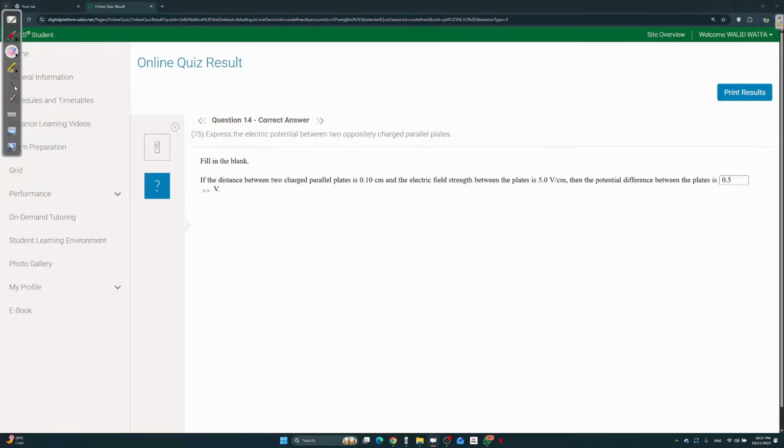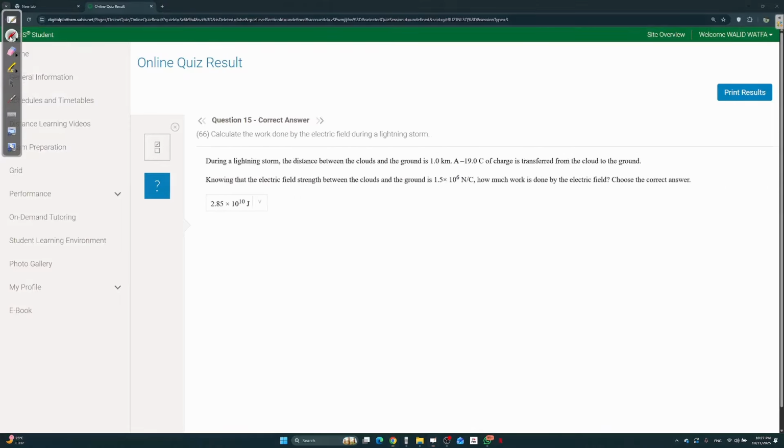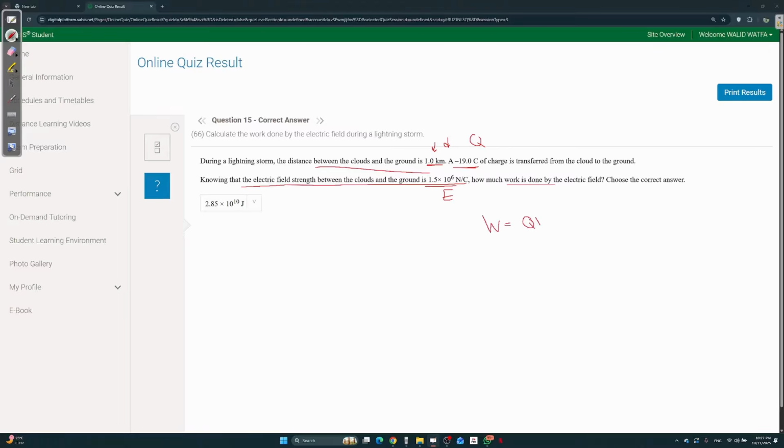Alright? Anyway, question 15. During a lightning storm, the distance between the clouds is whatever. So this is D, 1 kilometer. Basically, lightning strikes the ground. This is the Q that falls. Alright, knowing the electric field strength between the clouds is this, so this is E. How much work is done by the electric field? So work, we know is Q times V. But unfortunately, we don't have V, but they gave us the E and they gave us the D. So W is equal to Q times E times D.